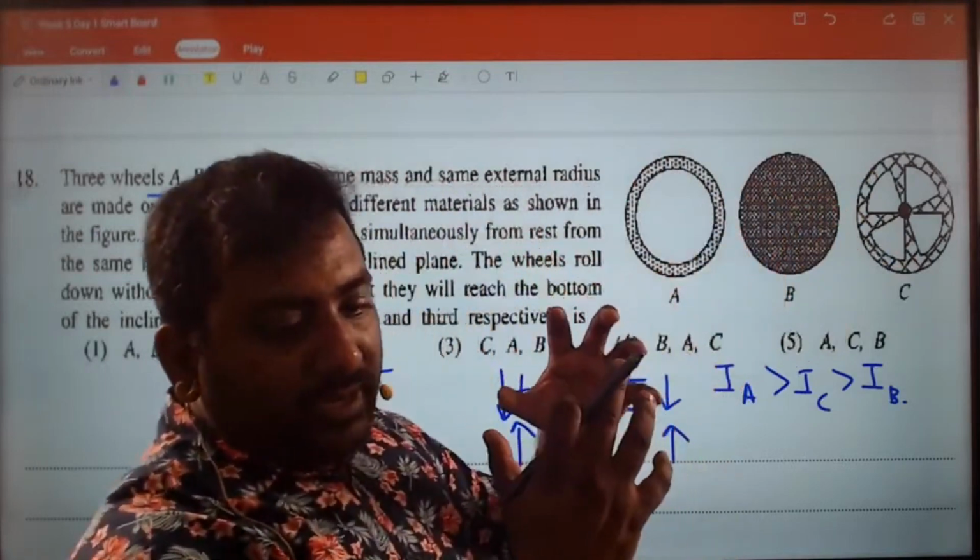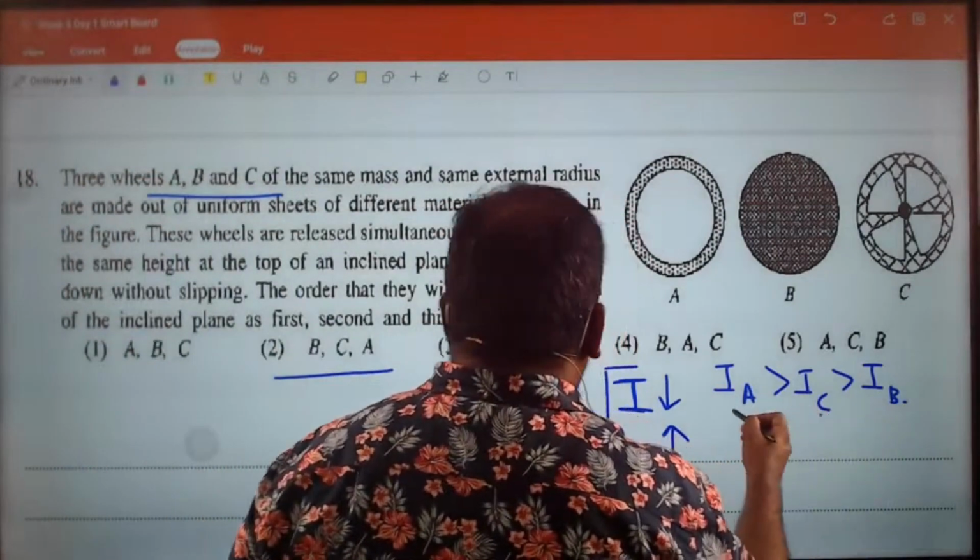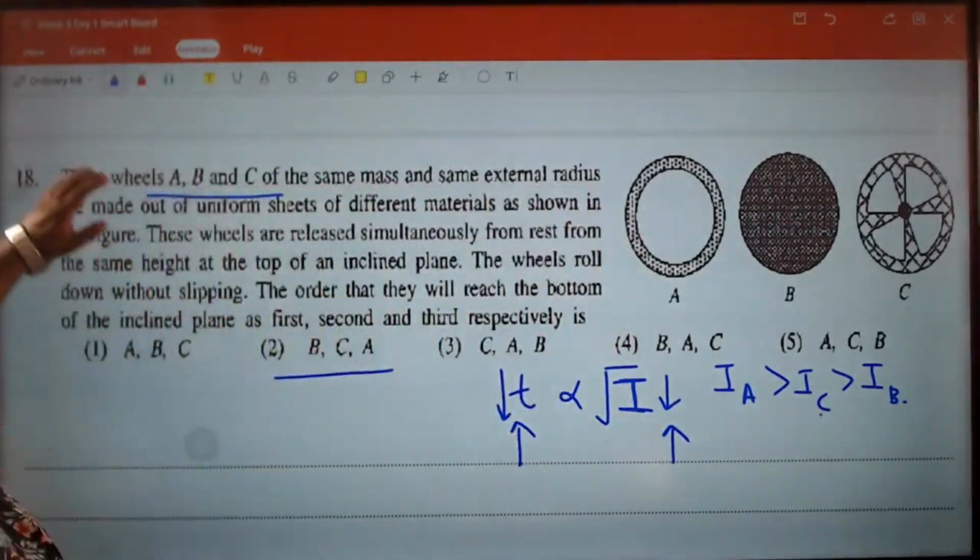So it means closer distribution. So who will reach the bottom first? B, C, A. Correct answer, answer number 2. Right.